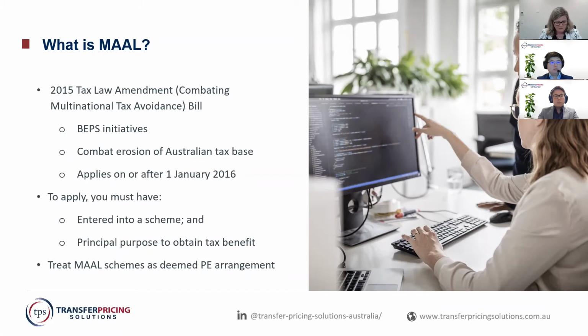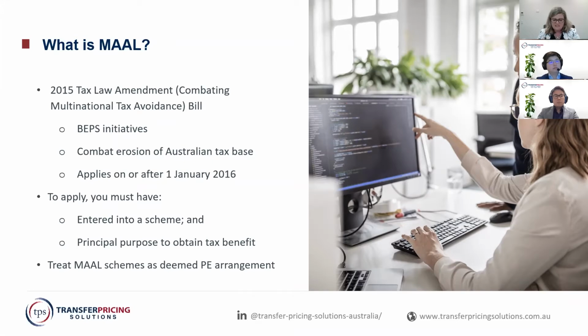So when we're looking at that, I guess it applies to what we call artificial schemes that are put in place to escape paying Australian tax. So the MAAL tends to target multinational entities that have, for example, avoiding a taxable presence by undertaking a significant amount of work in Australia in direct connection with, say, an Australian sale, but booking their revenue offshore. So they actually have a lot of operations going on here, but the revenue is booked offshore.